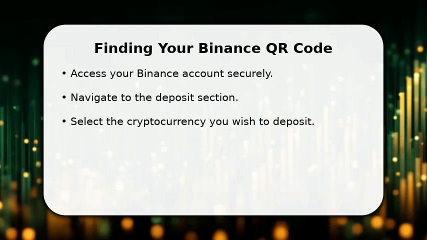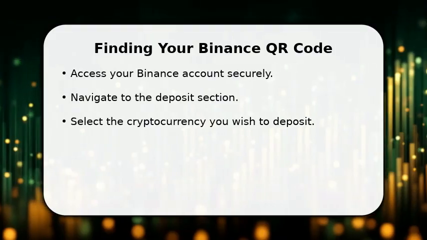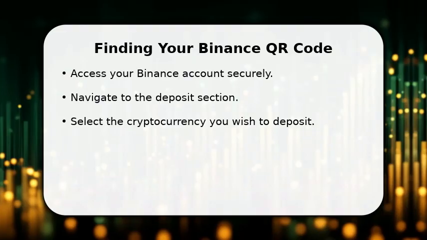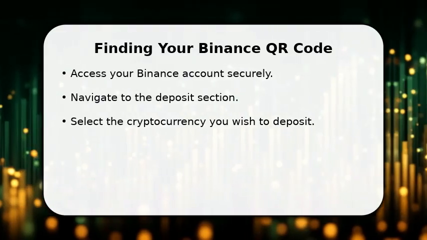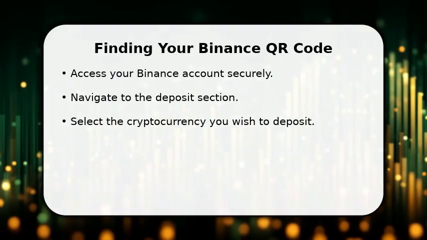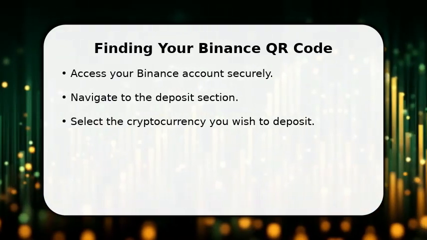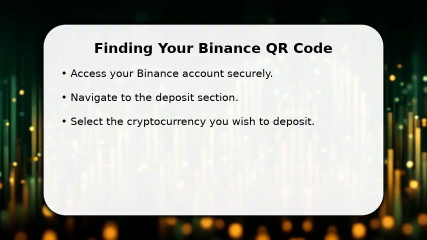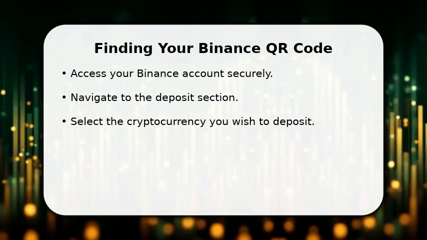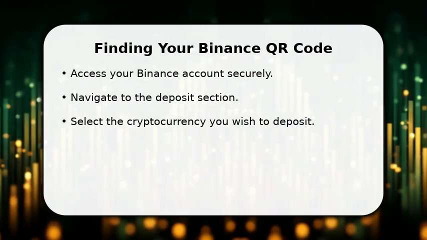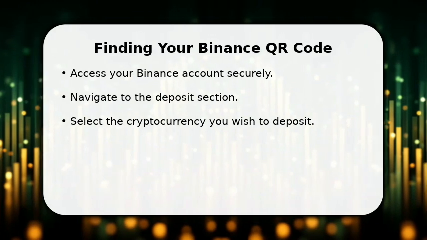In this video, I will explain how to find your Binance wallet QR code. First, ensure you are logged into your Binance account, either through the mobile app or the website. Then, navigate to the Wallet section, which is typically found at the bottom of the app screen or in the top menu on the website. From there, you will select the deposit option to begin the process of finding your specific cryptocurrency QR code.